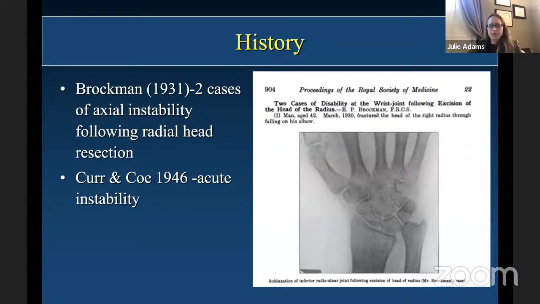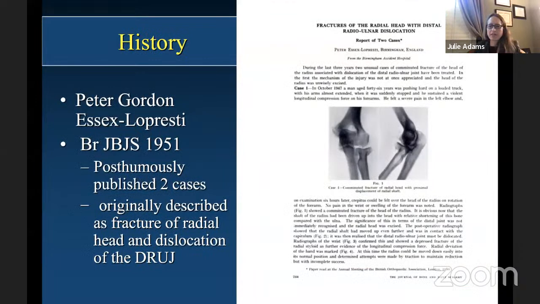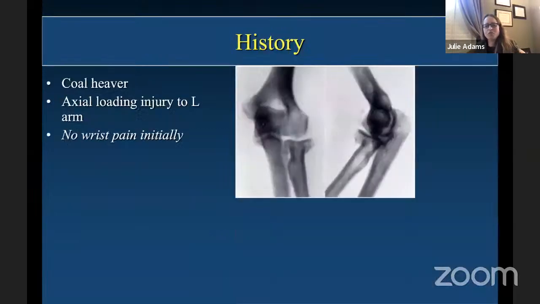We associate this injury with Dr. Essex-Lopresti. I guess it's Mr. Essex-Lopresti, since he was a surgeon from the UK. And he died tragically at a young age, but his colleagues collected 2 of his cases and published them after his death. And these were originally described as a fracture of the radial head and a dislocation of the DRUJ. He didn't actually recognize the interosseous membrane or the forearm injury. And I think it's worthwhile to look back at the article. Sometimes we don't do that when they're very old articles.